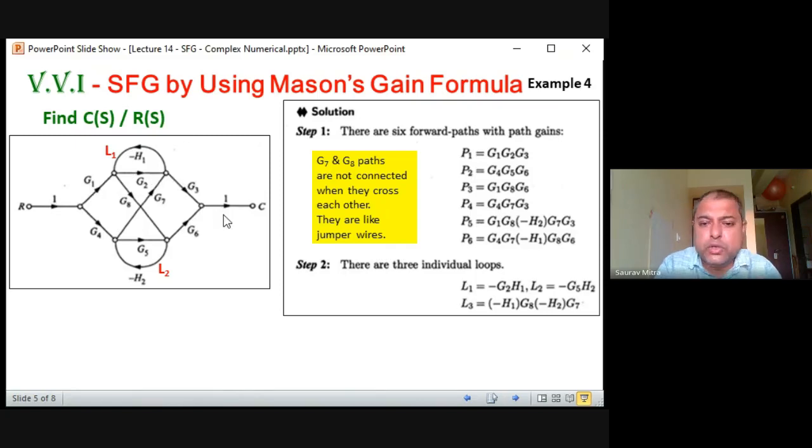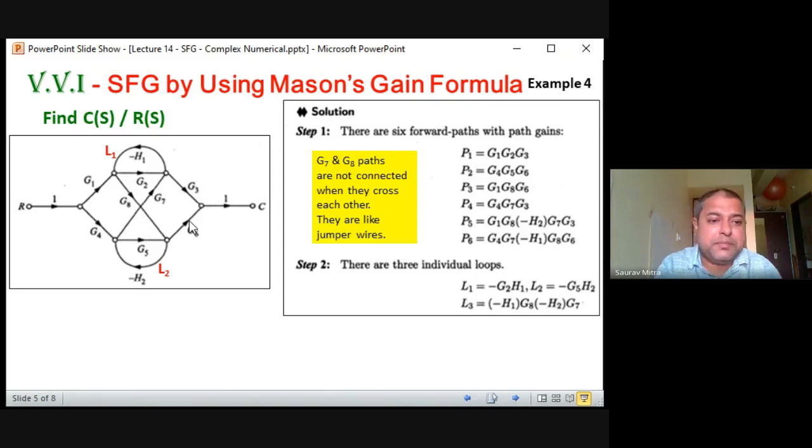This circuit is also symmetric with respect to the RC axis, or horizontal axis. So whatever happens in the numerator will be even terms. So P1 is equal to G1, G2, G3. That is the first thing. What is P2? G4, G5, G6. So P2 is G4, G5, G6.